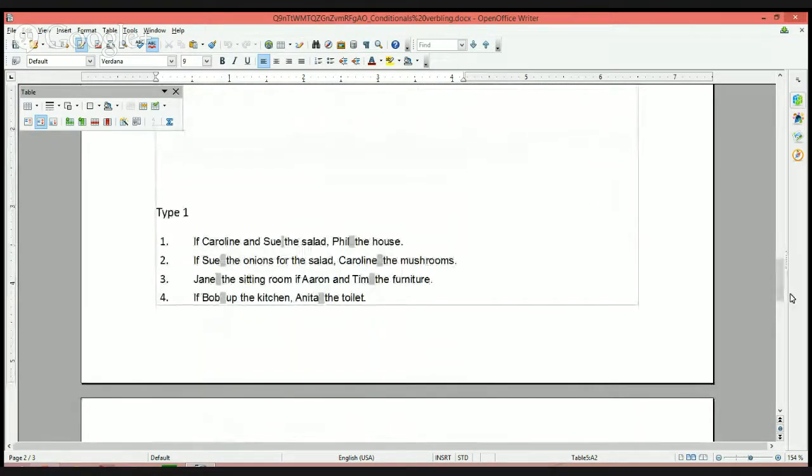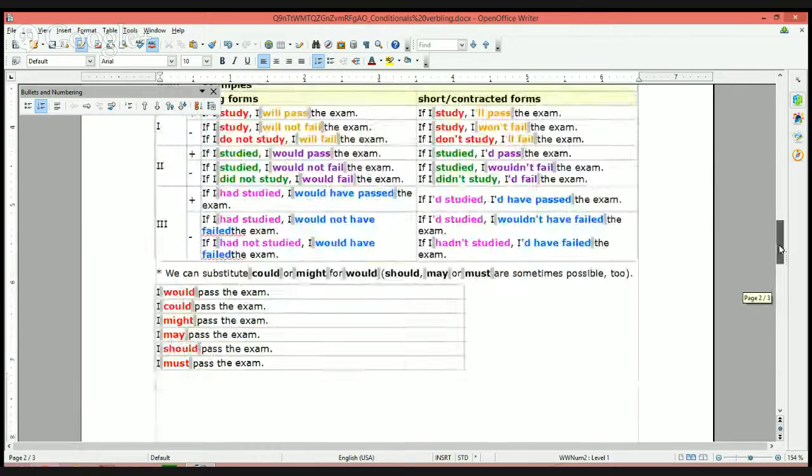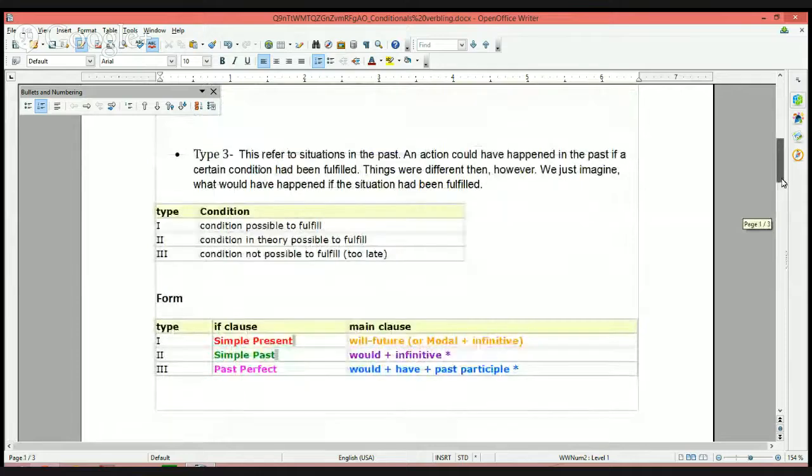Okay, so the form is a little bit messed up on these, which I apologize for. I'm not really sure why it's like that. But we have fill in the blanks. So you guys are going to fill in these blanks and conjugate the verbs in the correct tense. The first set is for type 1. And if we review our form chart from above, we know that type 1 is going to be the simple present in the if clause and the will plus future or a modal plus an infinitive for the main clause.